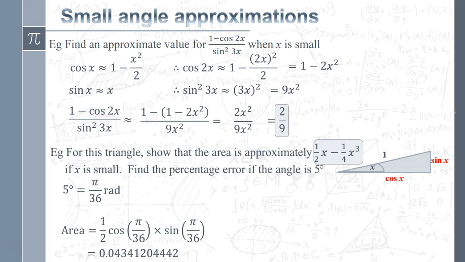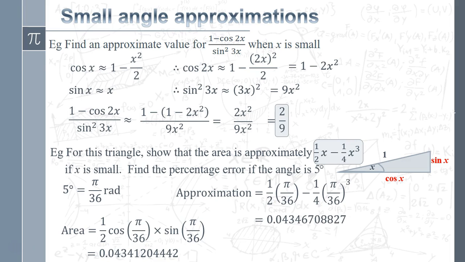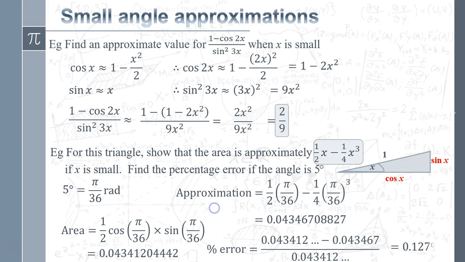Quite a small triangle. And then let's do the same thing, but let's now put it into our approximation. And we end up with a very similar value. The question says, what's the percentage error? So percentage error is going to be the difference between our two figures, and then divided by the original one. The original one is going to be that one there, the 0.43412. There it goes. And then finally turn that into a percentage. You multiply by 100, and we end up with a 0.127% error. So again, a fairly accurate approximation for the actual area.